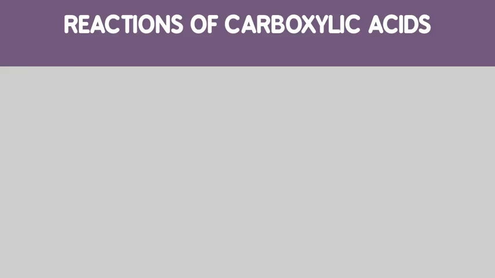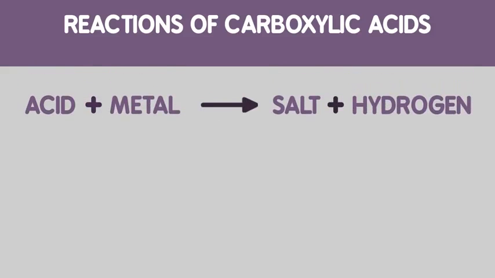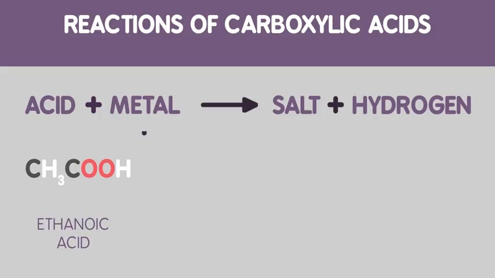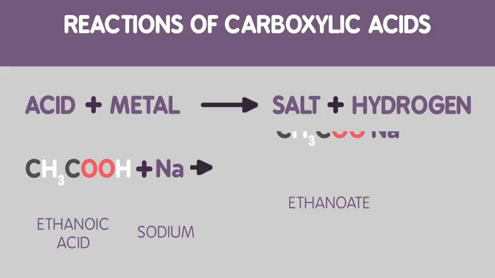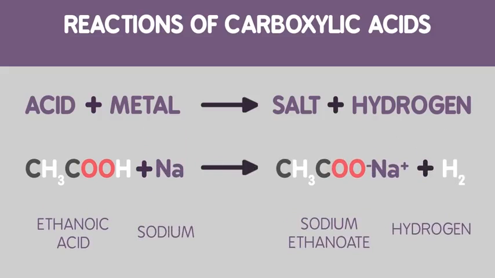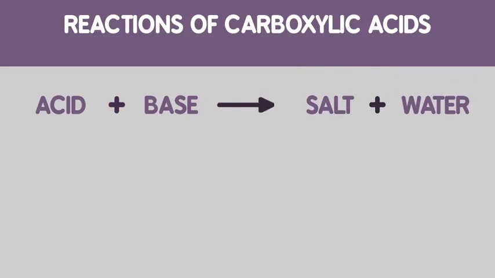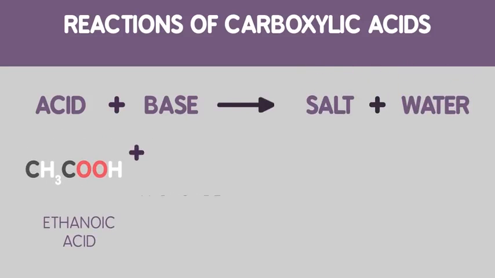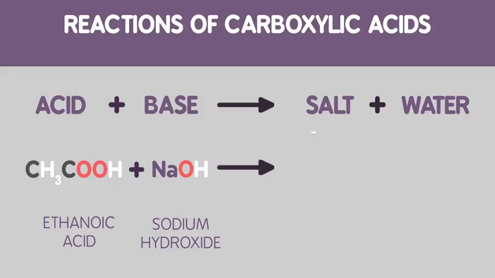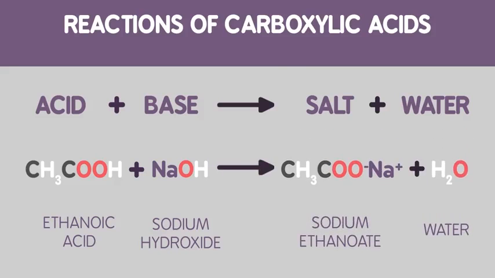These are, number 1, acid plus metal goes to salt plus hydrogen. For example, ethanoic acid plus sodium to sodium ethanoate and hydrogen. Number 2, acid and base goes to salt plus water. For example, ethanoic acid and sodium hydroxide become sodium ethanoate and water.